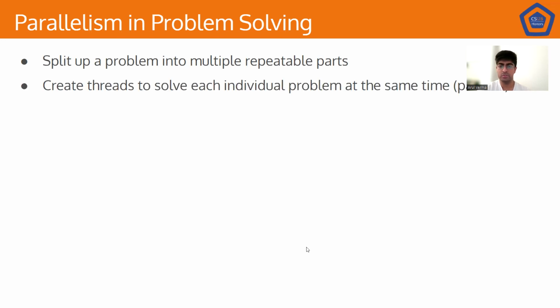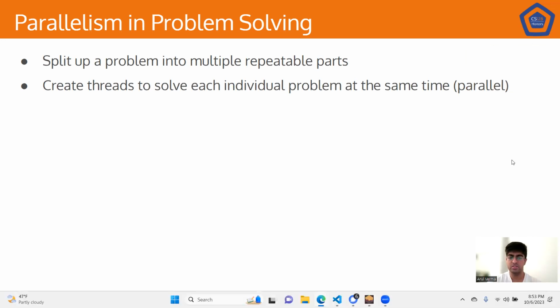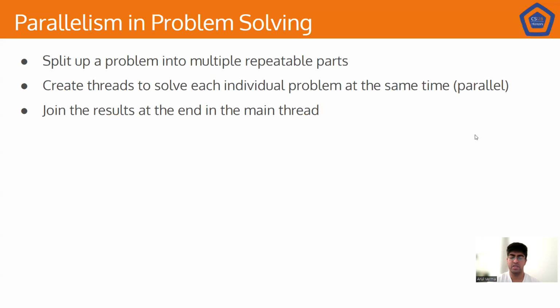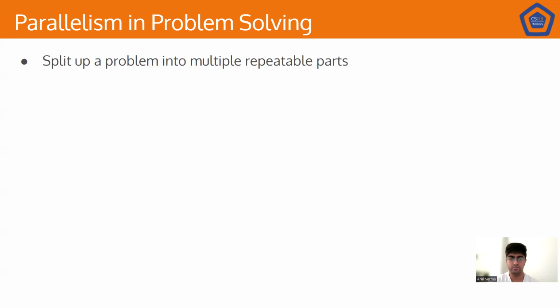parts. And the way we can do that is, let me move myself to the bottom of the screen, we can create threads to solve each individual repeated problem at the same time, which is the parallel part of our parallel execution. And then we can join the results at the end together in the main thread. And this allows us to put all the pieces together and get a final output.